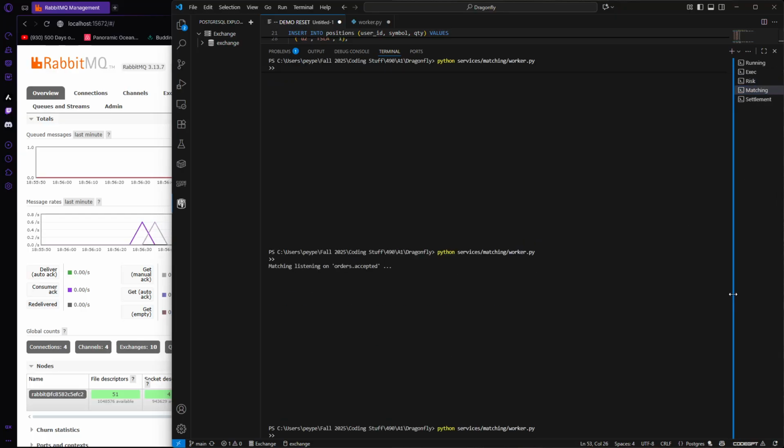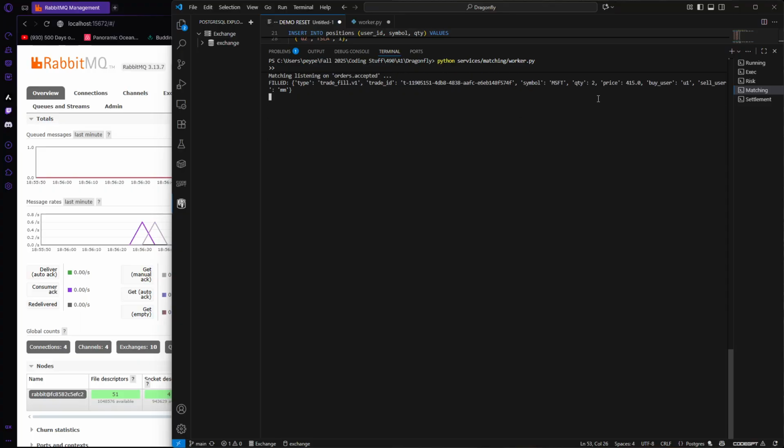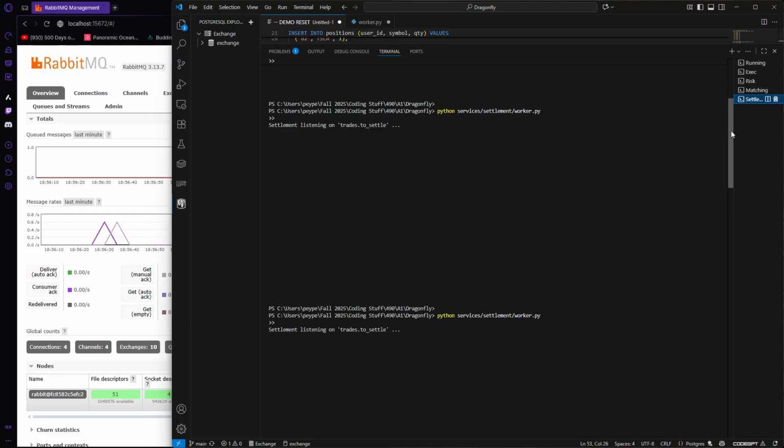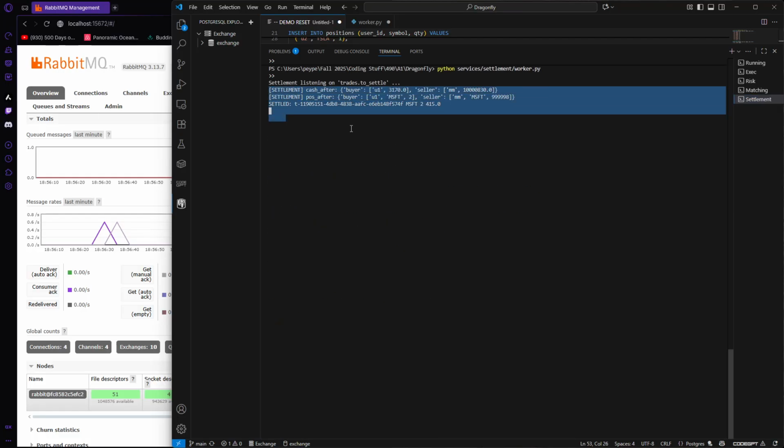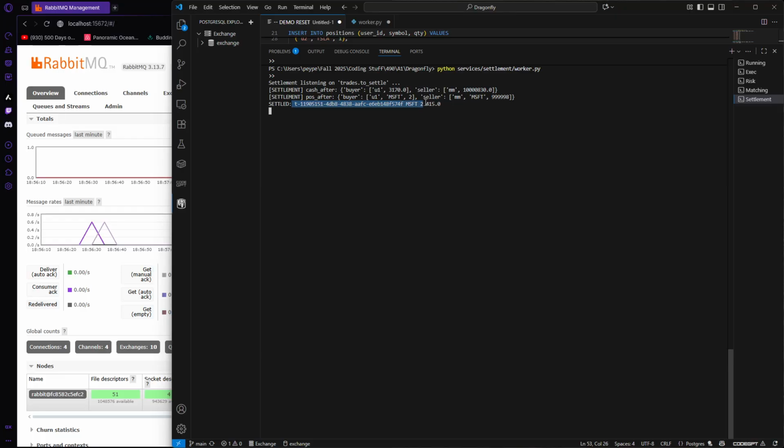Once risk accepted it, matching basically matched the price, the buy user, the sell user, as well as the symbol and the quantity, and gave it a unique trade ID for logging purposes. And the settlement settled the cash after and the position after for both the buyer and the seller, as well as used that trade ID to give a printout so that we can see what's happening.